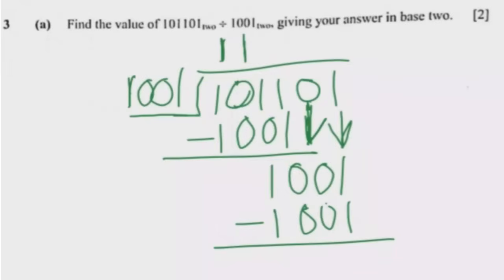Then we say minus. So when we subtract, 1 minus 1 will give us 0. 0 minus 0 is 0. 0 minus 0 is 0. Then 1 minus 1 is 0, like that. Okay, so the correct answer there is, when we divide 1 0 1 1 0 1 in base 2 by 1 0 0 1, we'll get 1 1 in base 2.